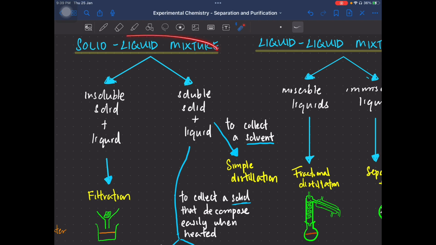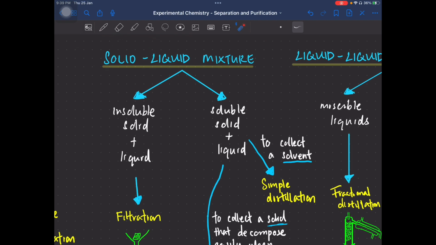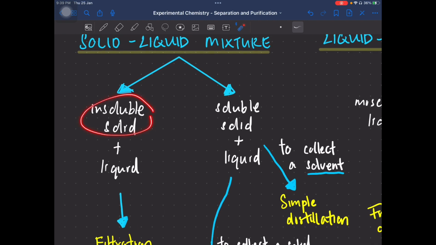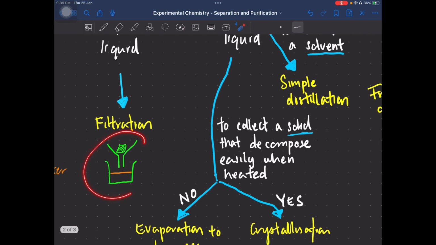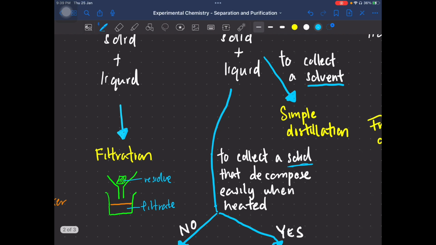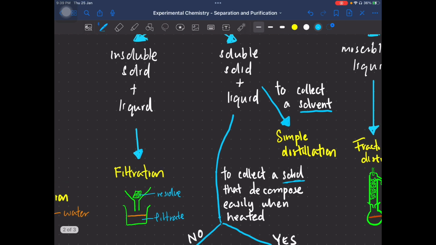So for the solid-liquid one, of course you can have a case whereby the solid is insoluble and you give it a liquid. For example, I give you water and within it I add in sand, right? So sand is not soluble in water. What happens? You do a filtration. So you can just remove the substance, you have your residue, and you have a filtrate, clear cut. So I think most students are quite okay with such concepts if you have an insoluble solid in a liquid.